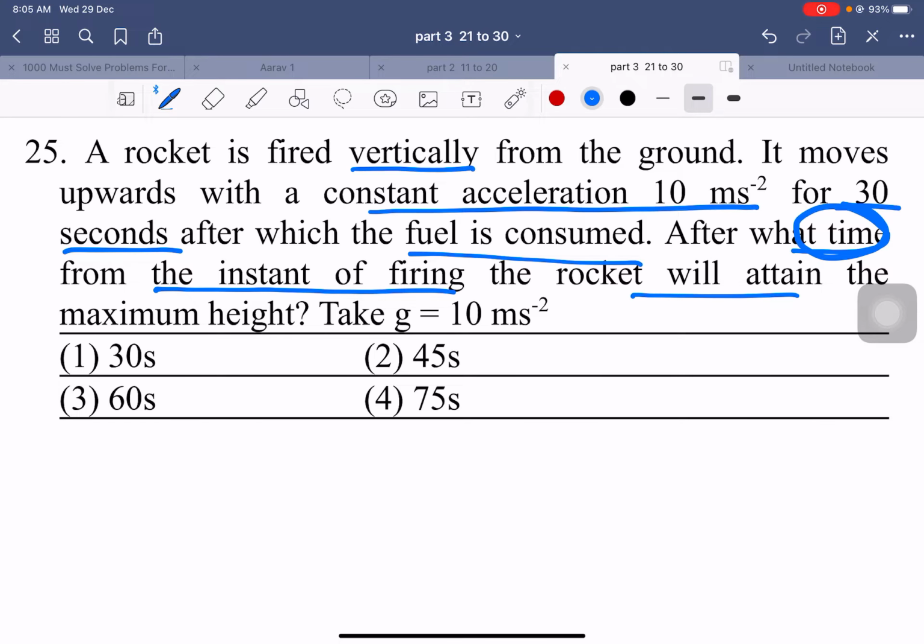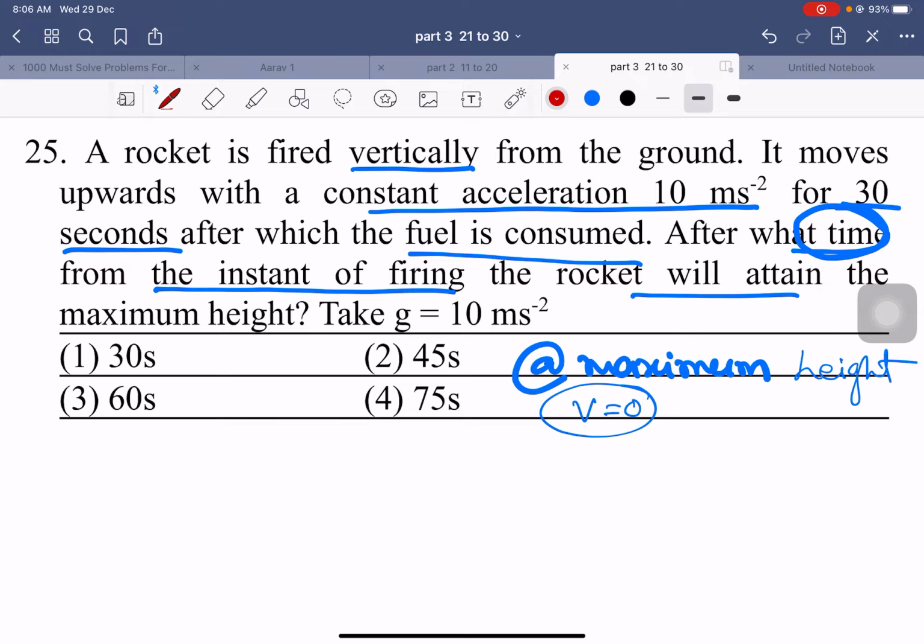For this we should remember that the particle will be at maximum height when its velocity becomes 0. When the velocity of the particle going vertically upwards becomes equal to 0, it means it is at maximum height. So we have to find out when its velocity becomes equal to 0.